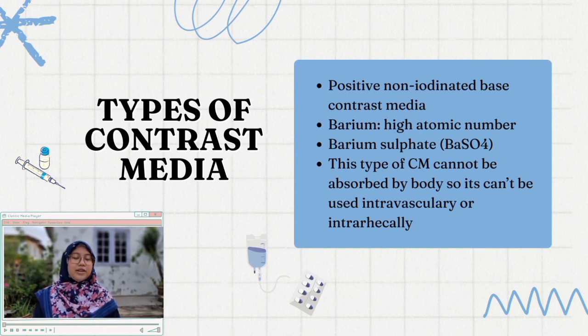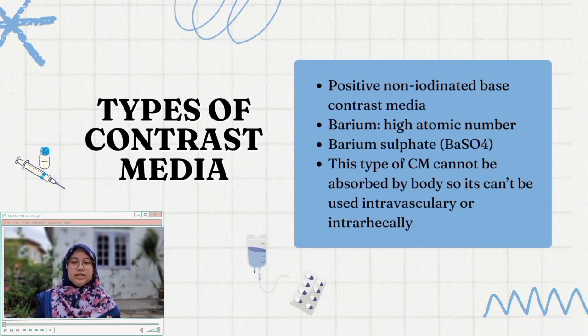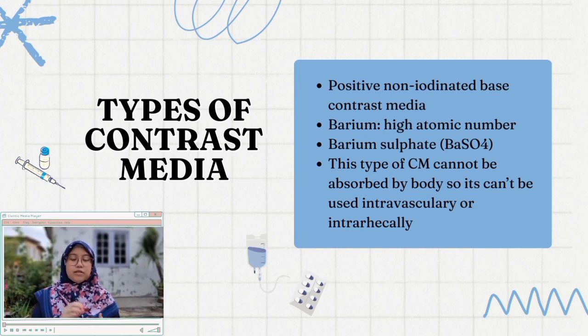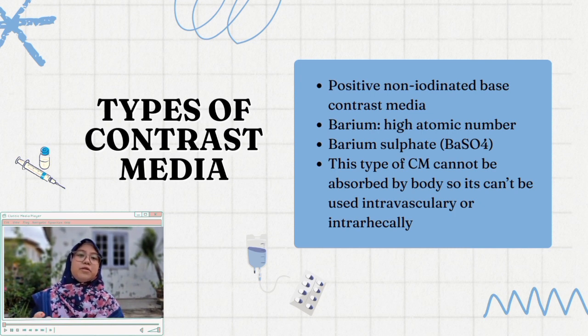Okay, the contrast media that will be chosen is positive non-iodinated based contrast media. What is non-iodinated based contrast media? It is made from barium. Barium is something that has a high atomic number. So this contrast media uses barium sulfate, or BaSO4. This type of contrast media cannot be absorbed by the body, so it can be used orally or inhaled. We cannot inject it because it cannot be absorbed into the body.